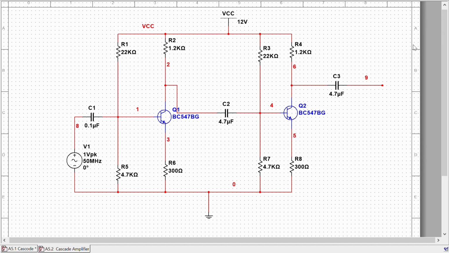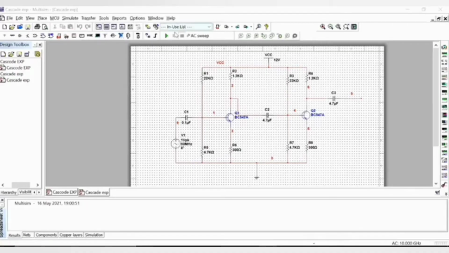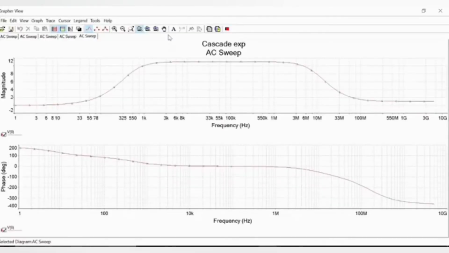The negative of the function generator is connected with the ground, and between the collector of Q2 and R4 a capacitor is connected, which is 4.7 microfarad. The overall circuit is connected with a VCC of 12 volt. I'm going to run the program. So I've given the run option, and this is how I got the graph for the cascade amplifier in the AC analysis.